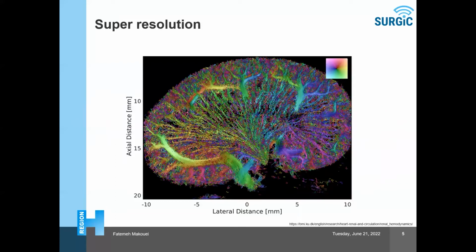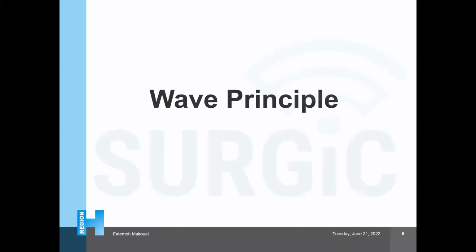Nowadays, ultrasound has reached super resolution imaging using microbubbles. This colorful image is a vector velocity map of a rat kidney. Just look at the scales. It is in fact only 2 centimeters wide, and we have so much vascular detail in the image.